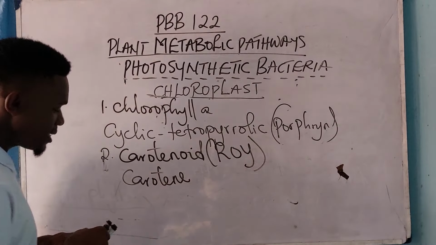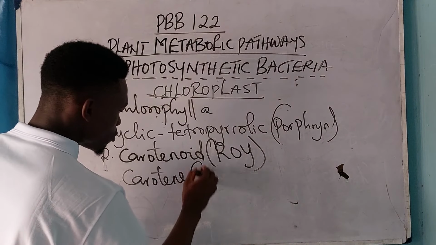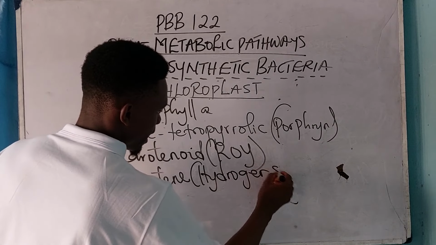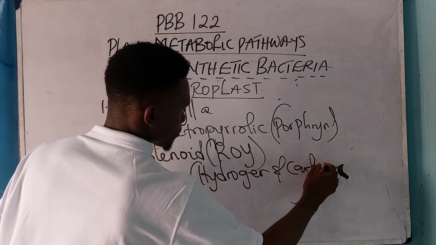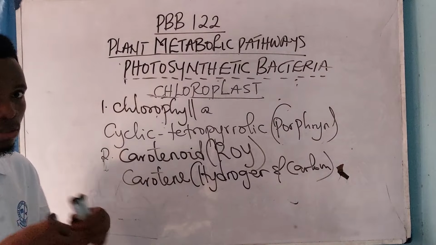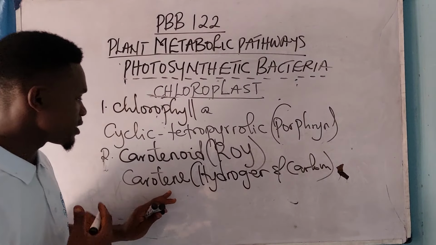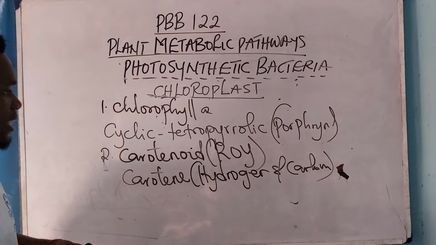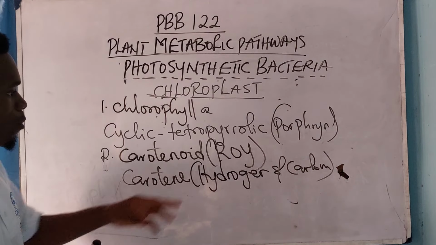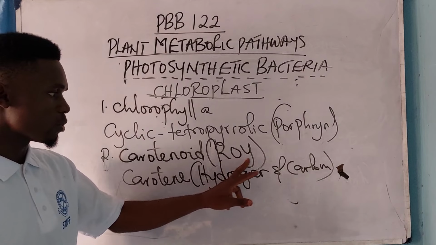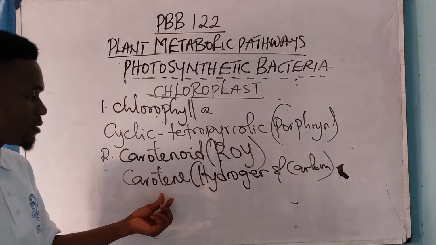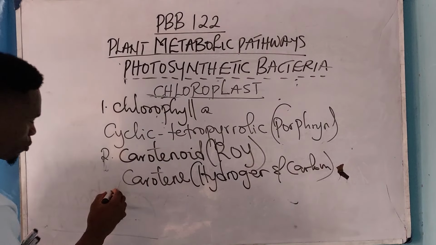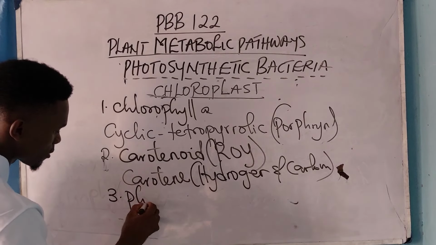Now, please, carotene is made up of hydrogen and carbon only. Carbon and hydrogen. It's made up of what? Carbon and what? Hydrogen. Take note of that. And I said it may appear red, orange, or what? Yellow. And that it gives carrots their characteristic what? Color.